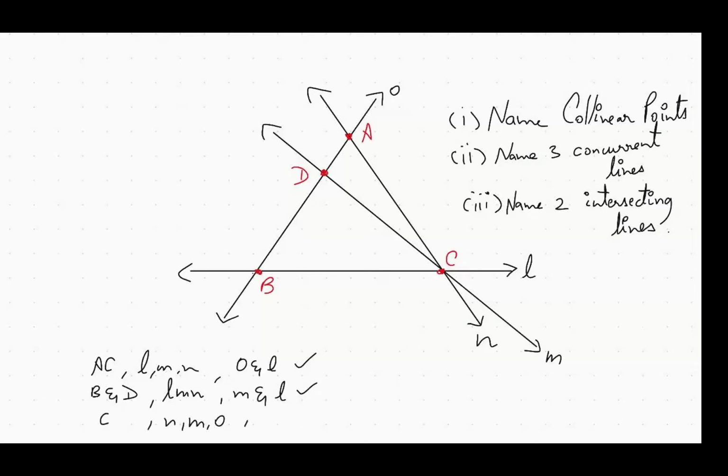Intersecting lines I wrote N, O, and M, O. M and O are intersecting at D, and N and O are intersecting at A. This is correct. First part, you wrote C and D are the collinear points. N and M are concurrent lines, but O is different. So N and M is correct. O will not be there. All right, you want to answer next?